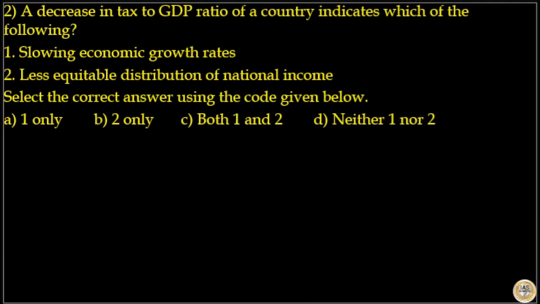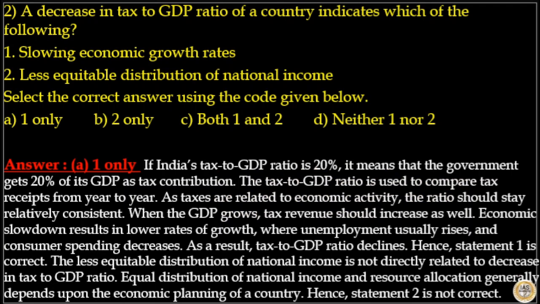Next is, a decreasing tax to GDP ratio of a country indicates which of the following? Slowing economic growth rates, that is correct. Less equitable distribution of national income, that is incorrect. So your answer to this question is option A. Statement 1 only is correct.